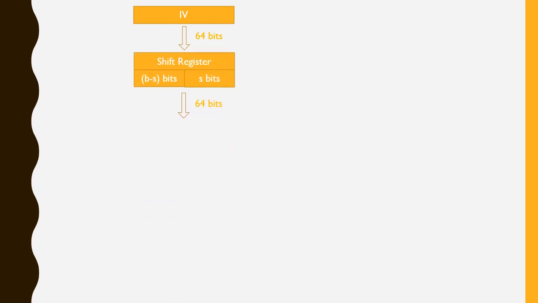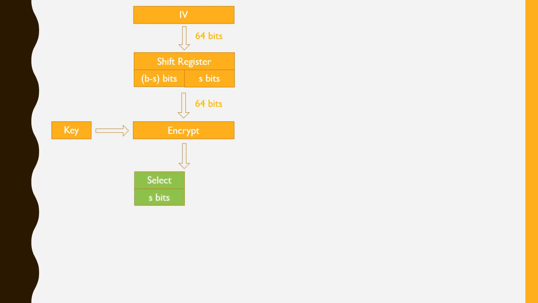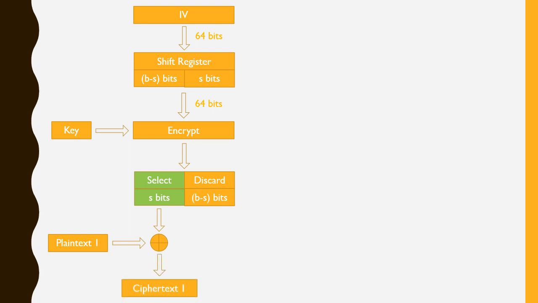Next, we divide the 64 bits into B minus S bits and S bits, where in this case, B is 64. Then, we will have a key. It will be used to encrypt the initialization vector. After the encryption, we select only S bits, which is highlighted in green color, while the remaining bits will be discarded. Now, we will have the plaintext 1, and the S bits of the previous result and the S bits of the plaintext 1 will be XORed. As a result, we will get our ciphertext 1.